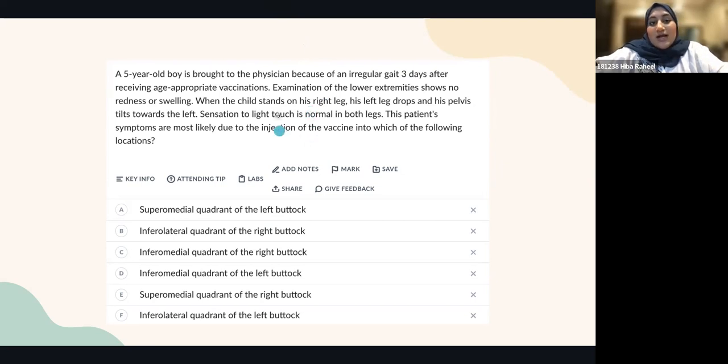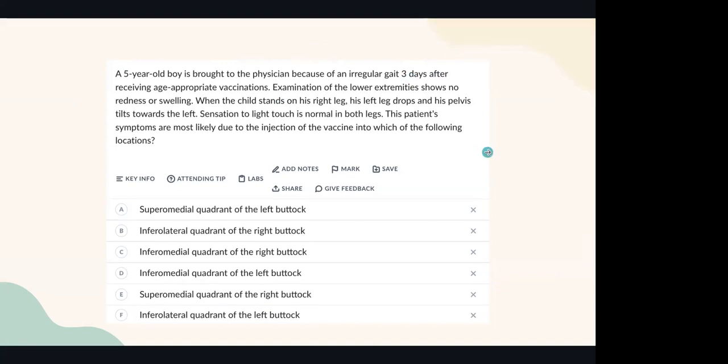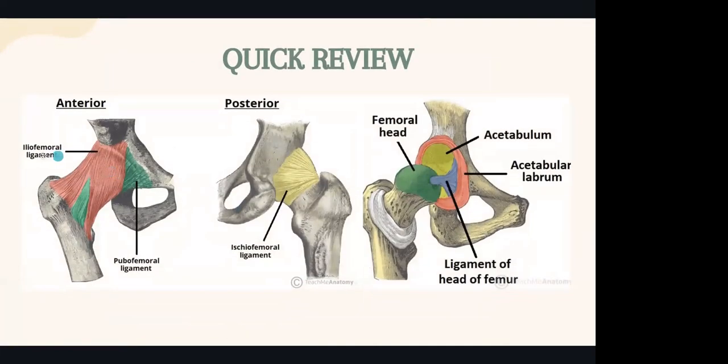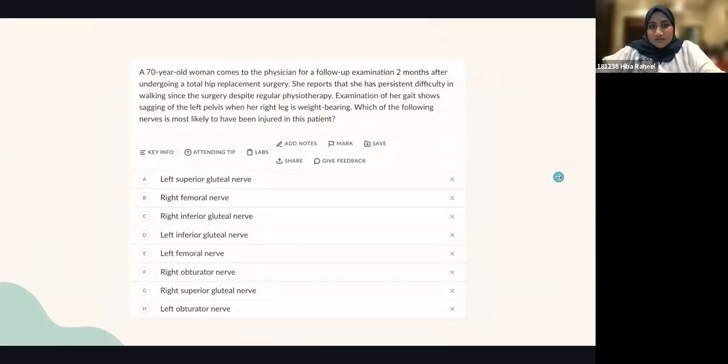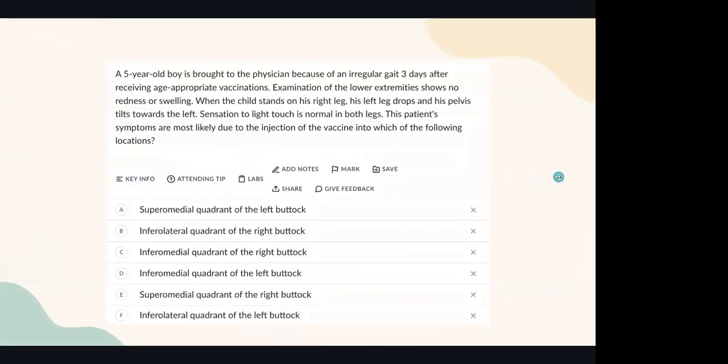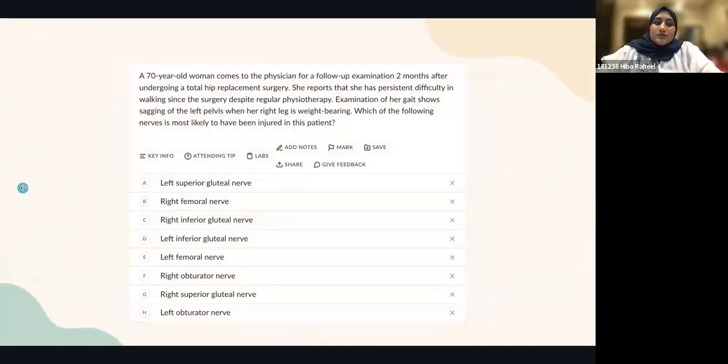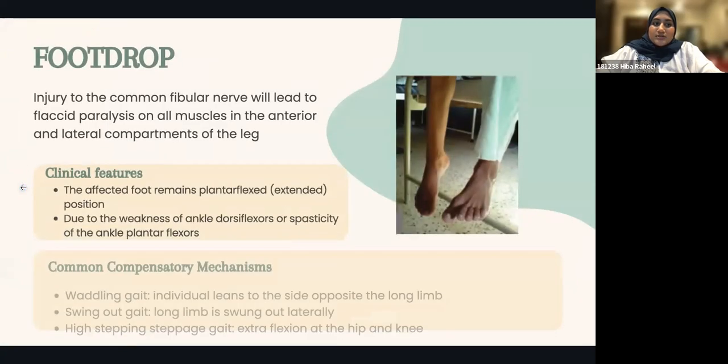So how can you know that it was the superior gluteal nerve? It is because of the Trendelenburg sign. Okay. One last question. I'm really confused. Can you go back to the question? The injection one. So we chose the right buttock, but I'm really confused. Why did we choose the right buttock? Okay, so let's go back to the slide.